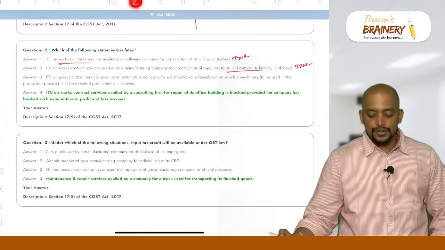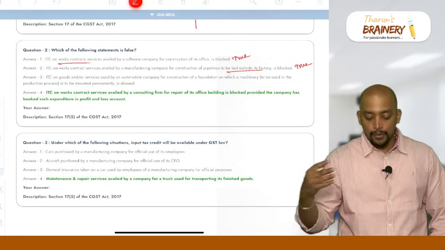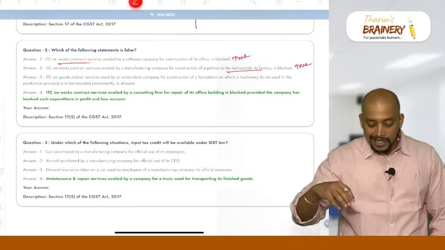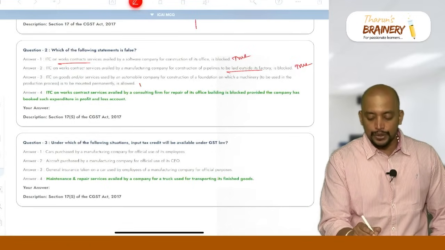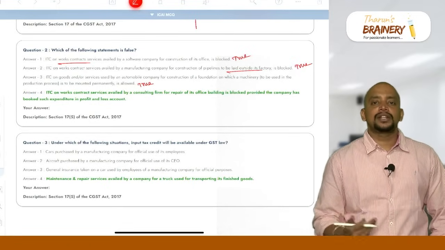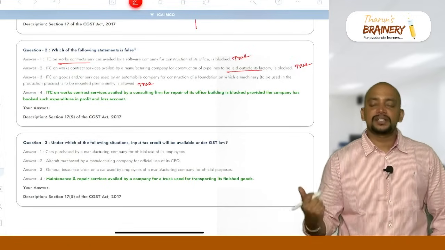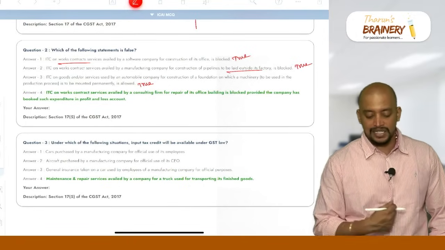ITC on goods and service used by an automobile company for construction of a foundation on which machinery is to be mounted permanently is allowed, true, because it is plant and machinery. So for works contract or any material purchase for construction of plant and machinery, ITC is available.